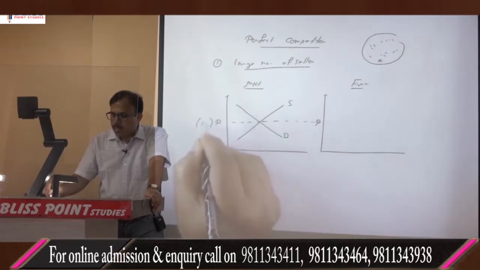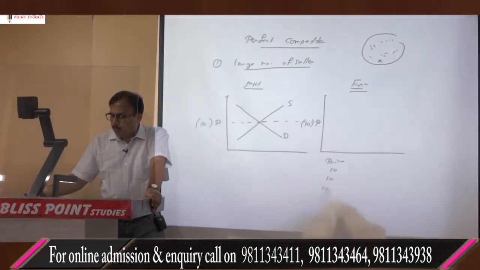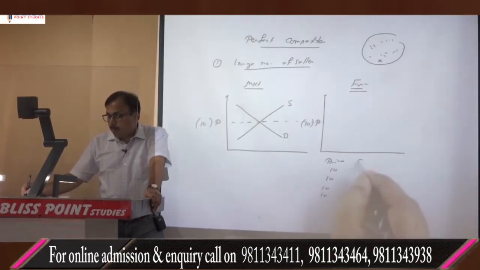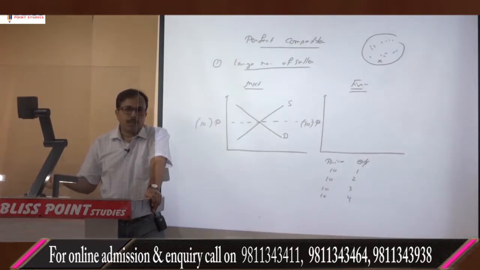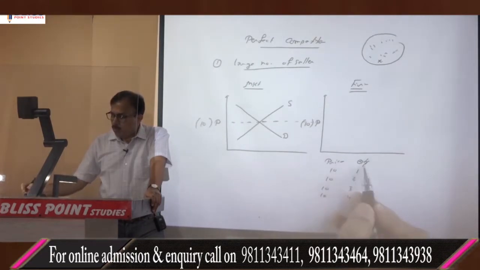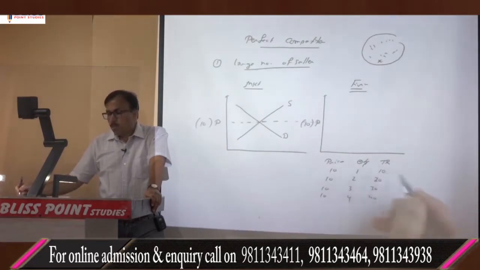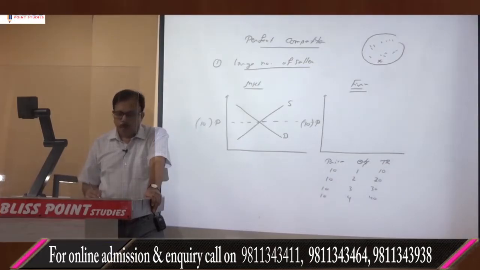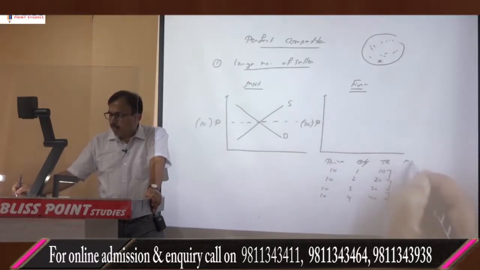Suppose I consider this price as 10. So for a single firm, the price of the product will remain the same, 10. At the same price, this single firm can sell 1 unit, 2 units, 3 units or as many units as it can. So when you multiply price with quantity, you get total revenue. So that will come out to be 10, 20, 30 and 40. From this total revenue, you can calculate marginal revenue. So marginal revenue is the addition to total revenue. So how much is the addition every time? The addition every time will be 10.